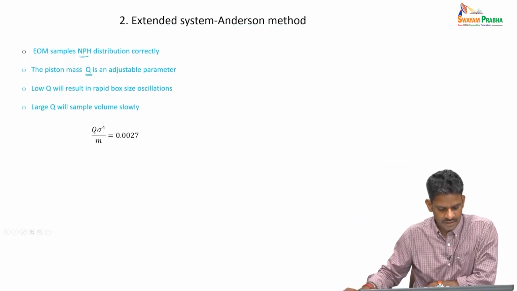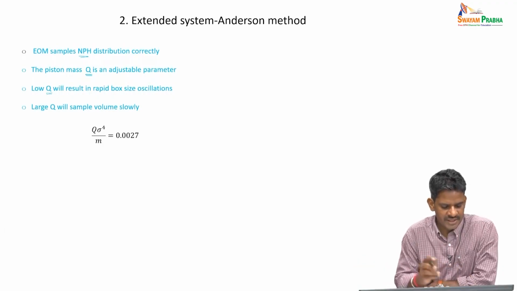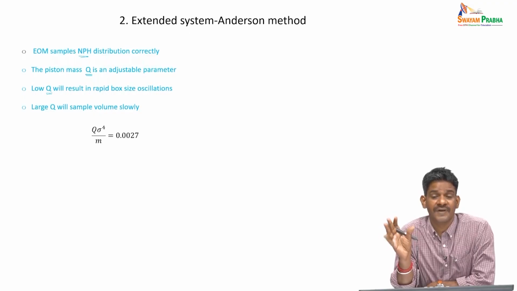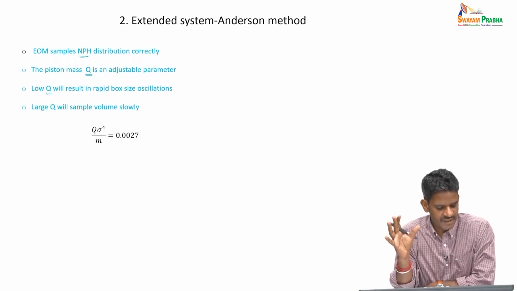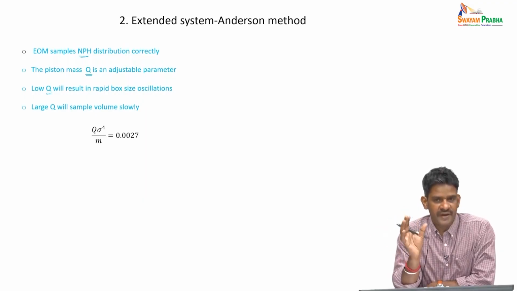If you keep the Q value very low, you will see that the box will fluctuate very rapidly, even for a very small change in the pressure of the system. Whereas if you keep Q very large, then the system will respond very sluggishly whenever there is a change in the pressure. It will take a very long time to restore the pressure to the set value. So some optimization is required to find the right value of Q, so that the system reaches constant pressure in a reasonable amount of time.